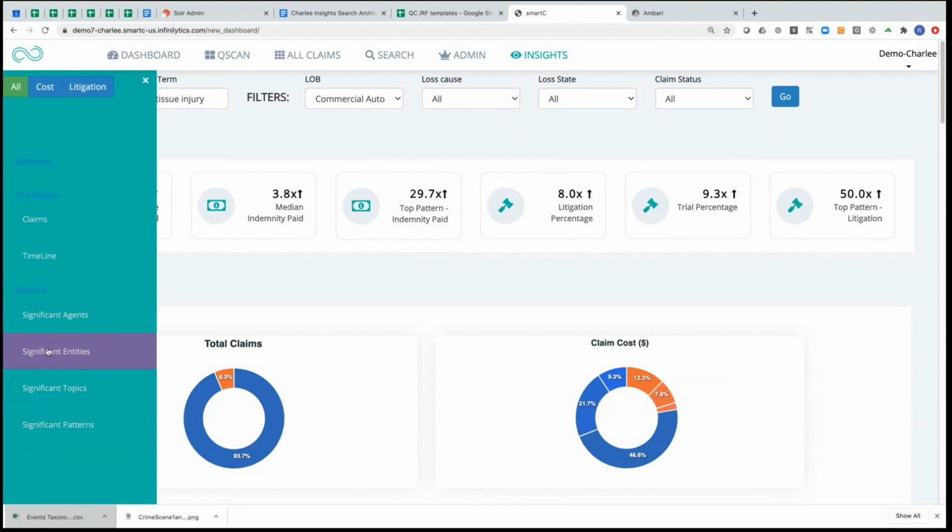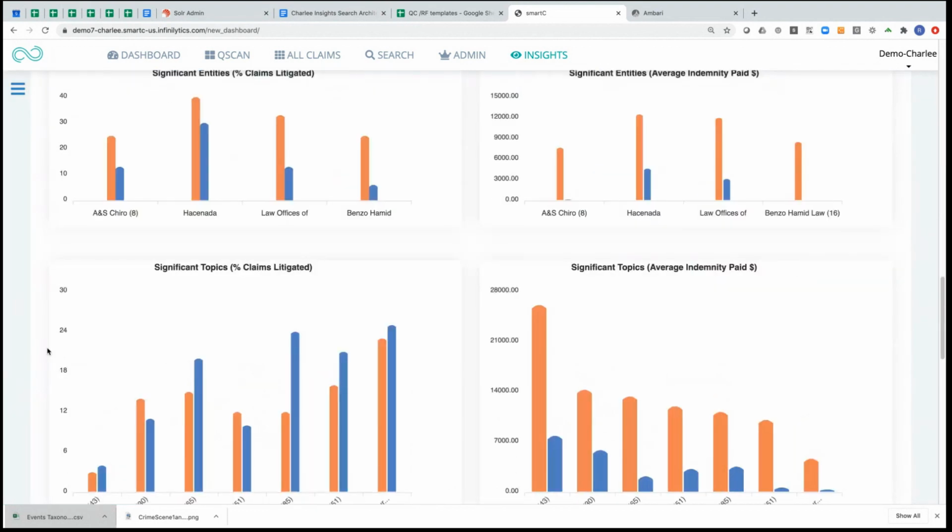So let's say you want to find out who are the significant entities involved in soft tissue injury claims. That's something you can drill down on and see, oh wow, I see this Hassan body shop. They are found in about 30 claims. When there's a soft tissue injury involved, 40% of those claims tend to go into litigation. You can look at the costs: the average indemnity paid here is about $12,000, which is almost 6 times the non-soft tissue injury.